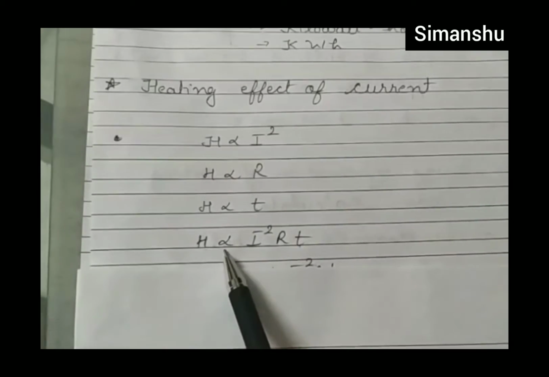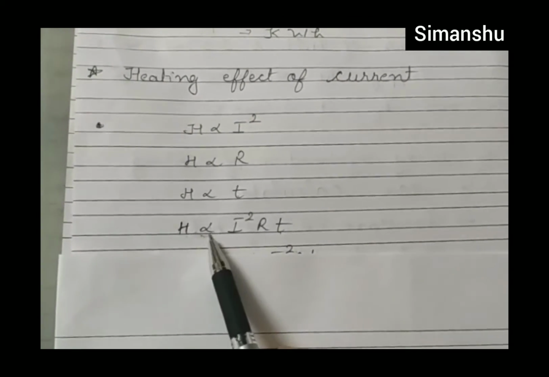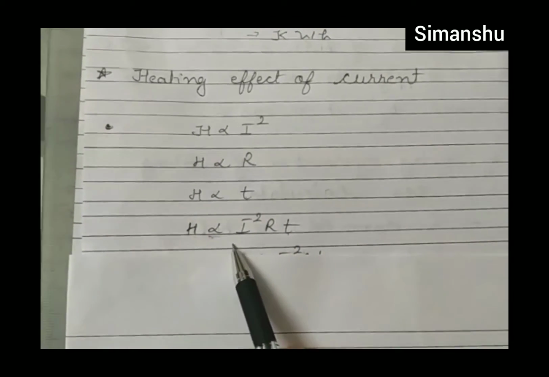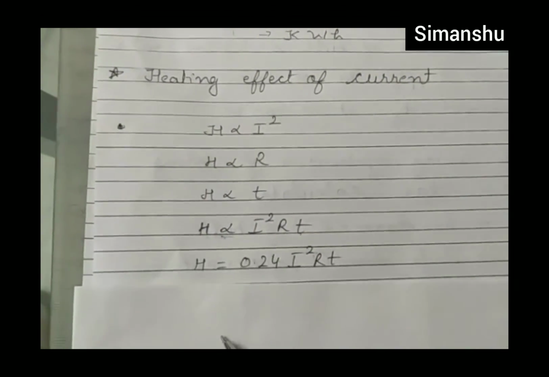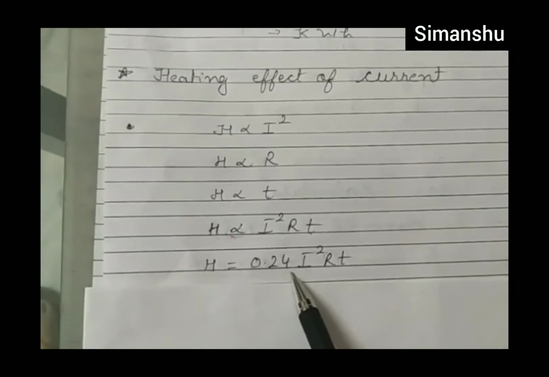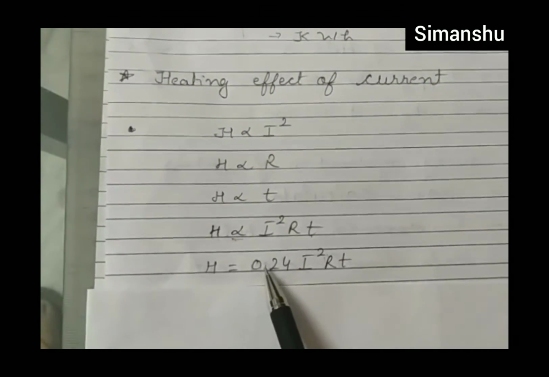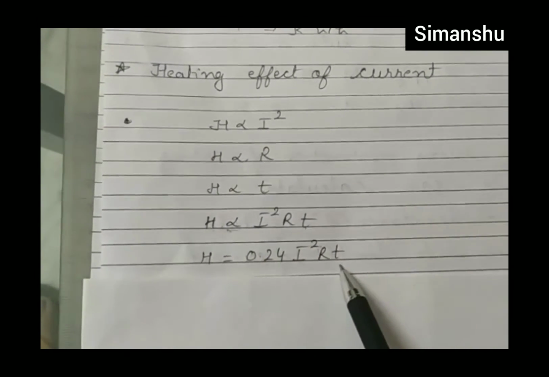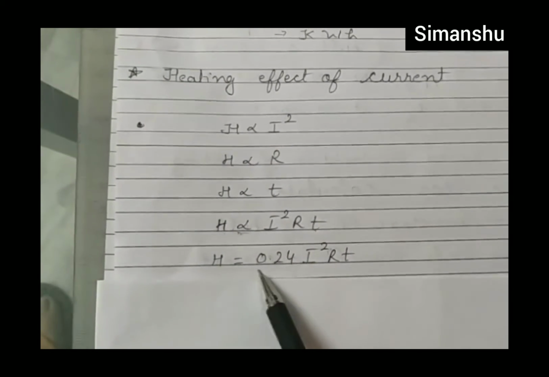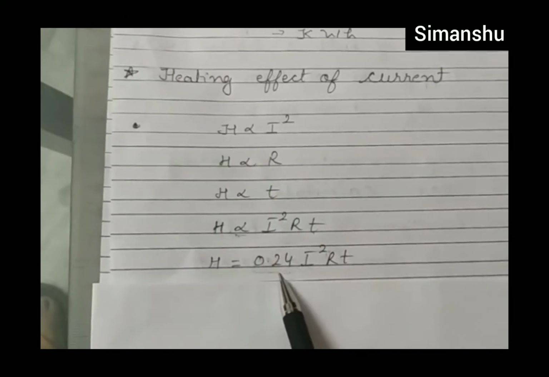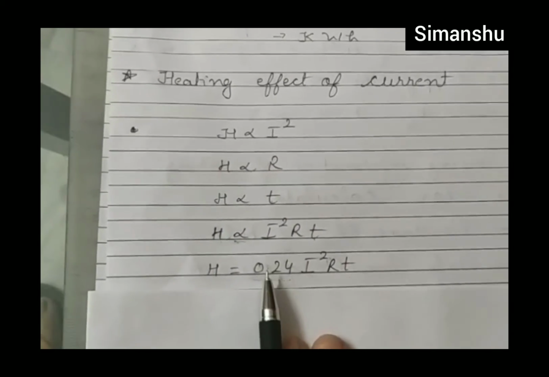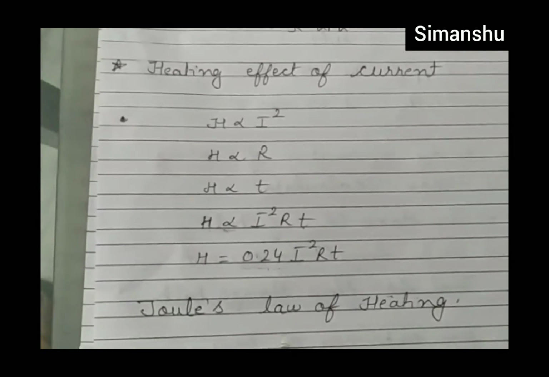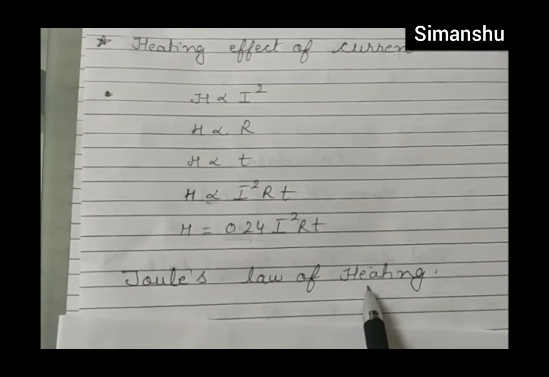Okay. Whenever we remove the sign of proportionality and want to keep equality, what do we need? We need a constant. That constant we use here is 0.24. H is equal to 0.24 I square R T. And this is known as Joule's constant. Okay. So this expression is named Joule's law of heating.